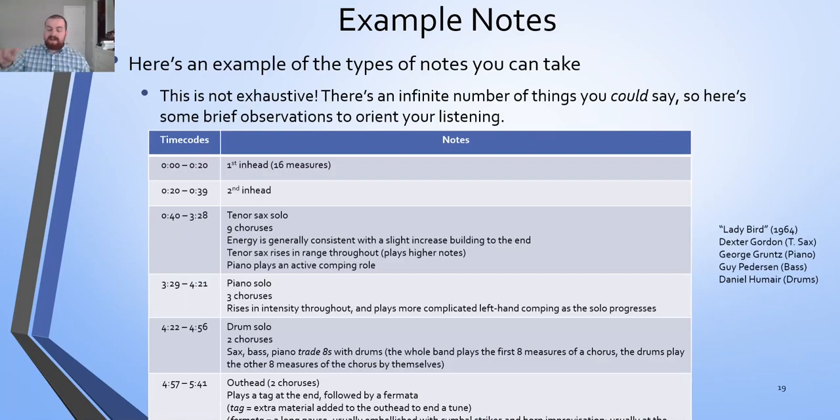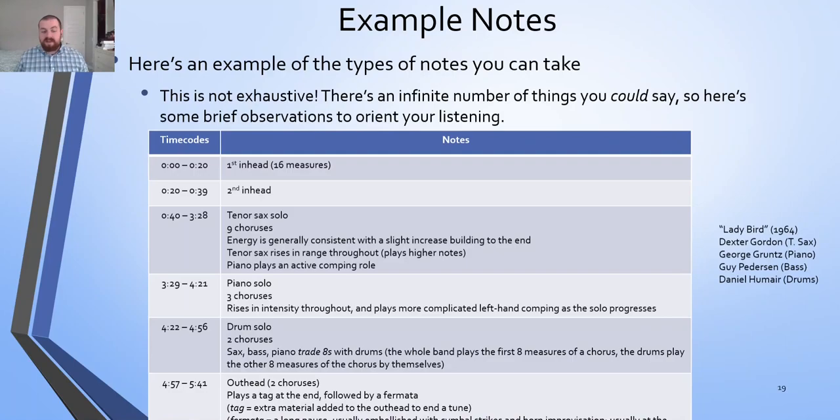There's a drum solo, which is only 2 choruses. Here's another term that we didn't talk about that's more of a jazz idiomatic thing. The sax, bass, and piano trade 8s with drums, which is where the whole band plays the first 8 measures of the chorus. Then the drums play the other 8 measures. So they alternate back and forth to give the drummer some time to shine at the end. And then finally, the outhead is 2 more choruses.